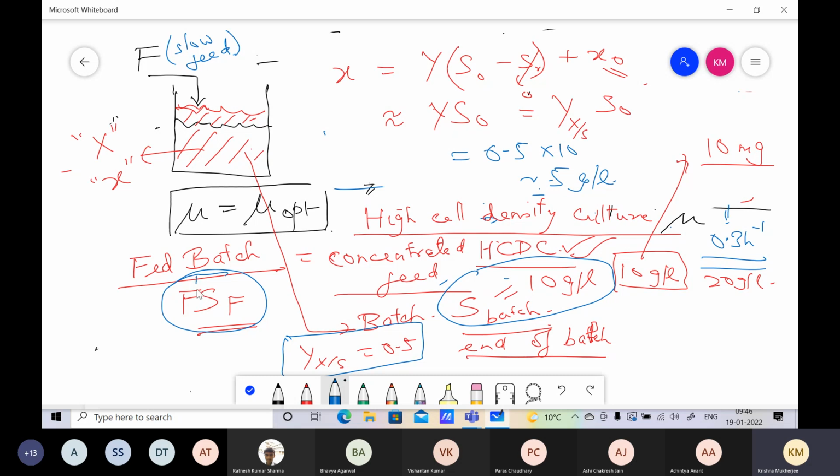Now this SF part of it could well be 200 grams per liter, because I'm going to feed it slowly, so I don't have problems of Crabtree effect or any such thing. Or 300 grams per liter or 400 grams per liter. And I can feed concentrated feed slowly, and as I feed, this biomass will increase from 5 grams per liter more and more. So once this batch is exhausted of substrate, I start the substrate feed such that it will allow the biomass to increase.